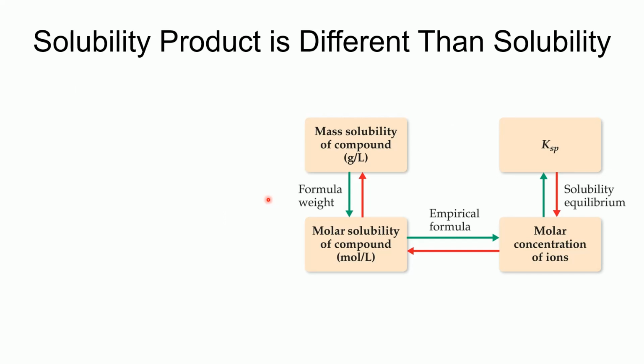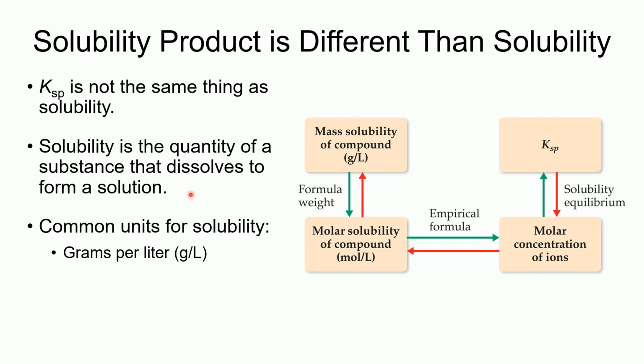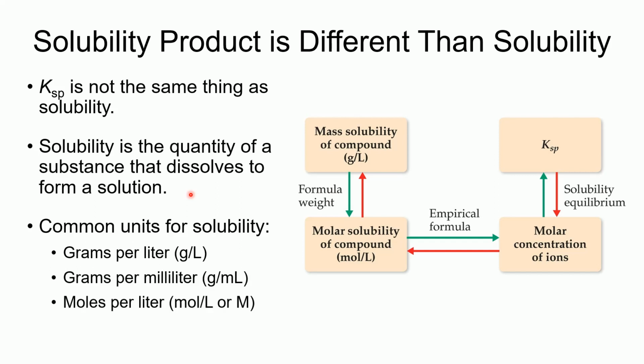Now, just as a note, solubility product is different than solubility. Solubility product is a different quantity than solubility. We'll use the word solubility to describe how much of a compound will dissolve in a given amount of solvent or solution. Typical units for solubility are going to be grams per liter, grams per milliliter, or moles per liter, or you could indicate that as molar. So that would be our units for solubility.